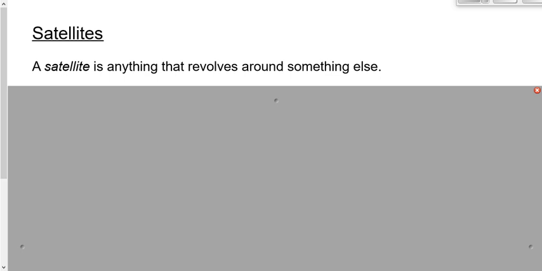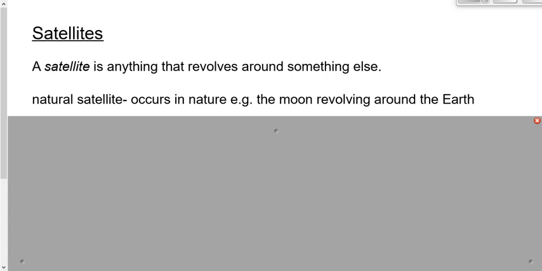There are two kinds of satellites. One's called a natural satellite. And a natural satellite is a satellite like, say, the Earth revolving around the Sun. It's there by nature. The Moon revolving around the Earth. Asteroids revolving around the Sun. Those are natural satellites because they occur in nature.